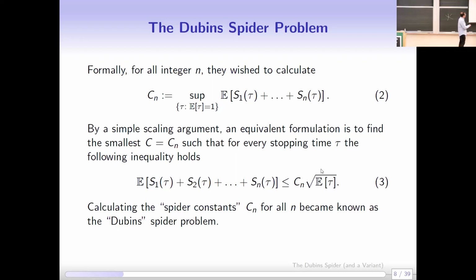And by a simple scaling argument, you can show that an equivalent formulation would be in 3, right? Where you just take the expected value of the sum of the supremums. It's bounded by the spider constant times the square root of the expected value of tau. And calculating the spider constant Cn for all n became known as the Dubins spider problem. So the Dubins spider problem is a specific question about the Brownian spider in terms of measuring the coverage of the Brownian spider precisely as follows.